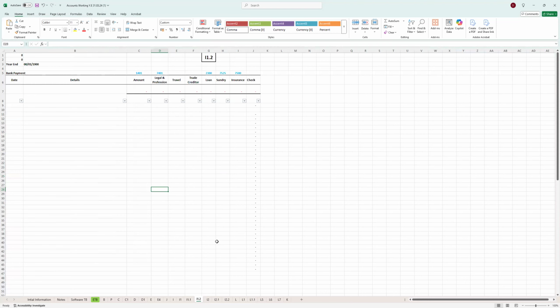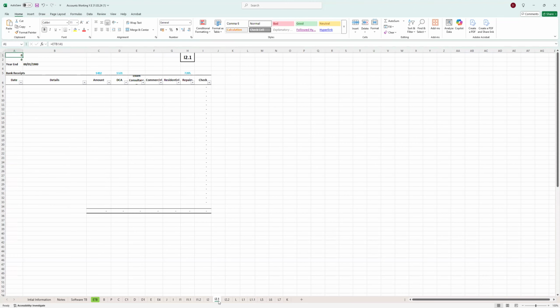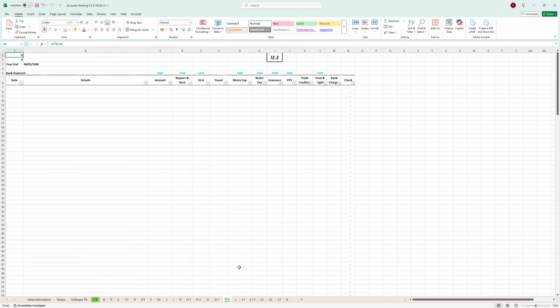Then we have an expense, this is the payment. And then we have another bank, for example, Lloyds. We can have a receipt and payment. So we show two banks here. If you have more than two banks, you can make more than that, and you can record all the information.